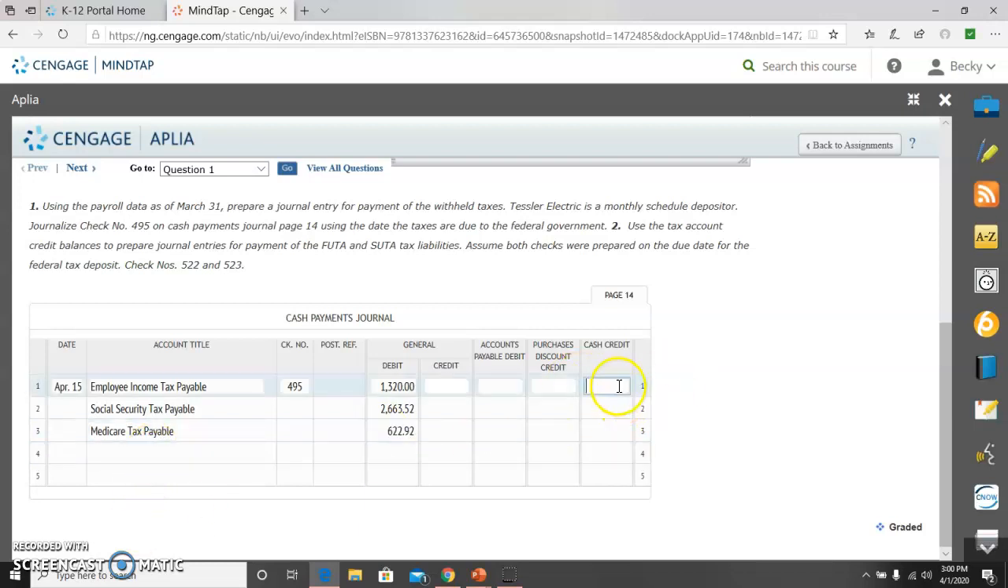And then I get a credit cash for the sum of those. So that's $4606.44. So that's the amount I'd write the check for.